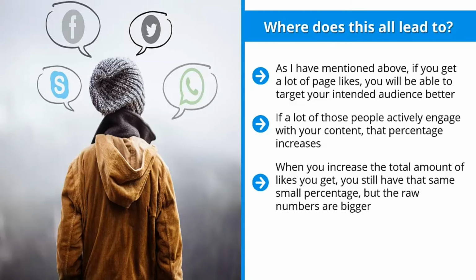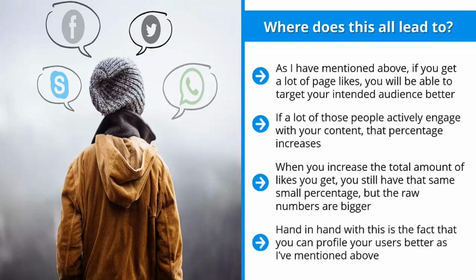Believe me, 10% of 100 is definitely going to be smaller than 10% of 100,000. Which position would you rather be in? This is why it's always a good idea to build up your page likes. Hand in hand with this is the fact that you can profile your users better, as I've mentioned above. This higher level of profiling paired with better content management and targeting on your part can lead to more content visibility. How come? Well, your reach can increase because of higher engagement levels.